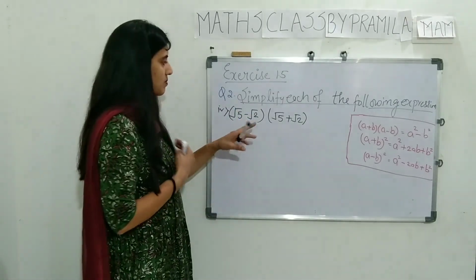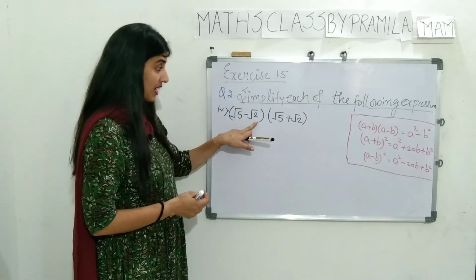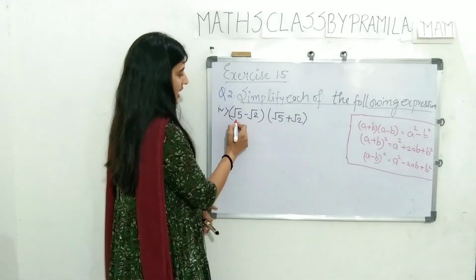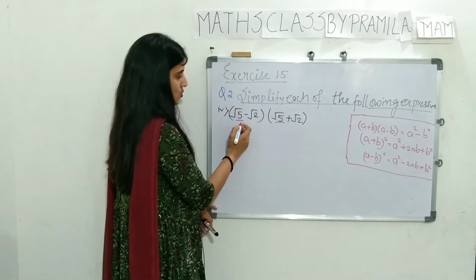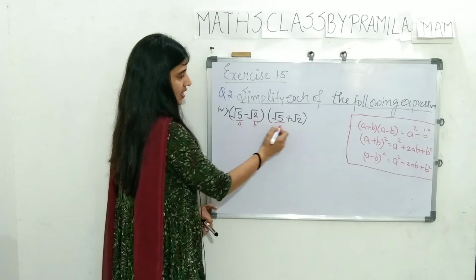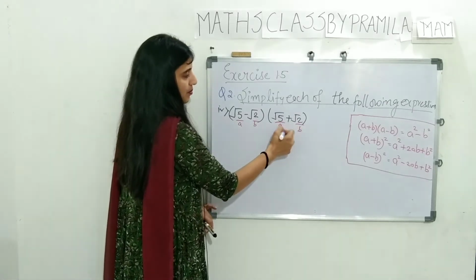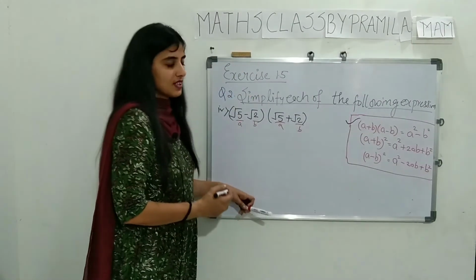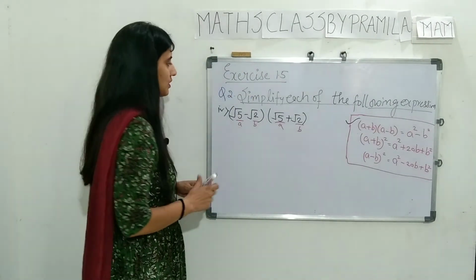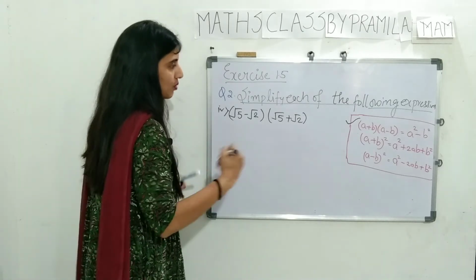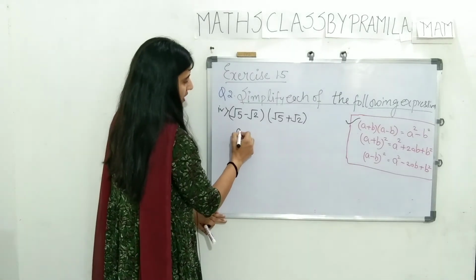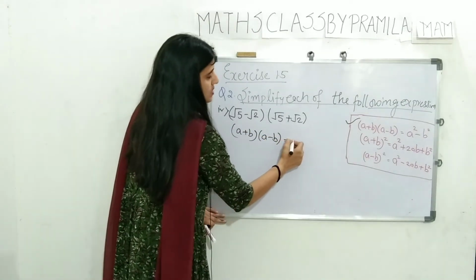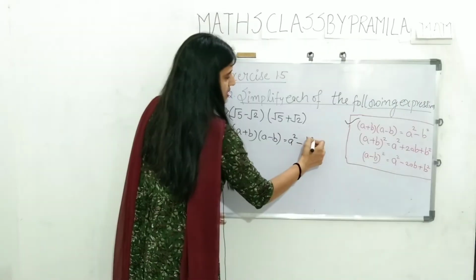If you can see the fourth problem, again root 5 minus root 2 and root 5 plus root 2. It means again it will form a, these both are the same. So a minus b and a plus b. Okay, so which formula will we use? We'll use the first one, similar to your question number 2. So we'll start writing. We'll write the formula first. Okay, so a plus b, a minus b equals a square minus b square.